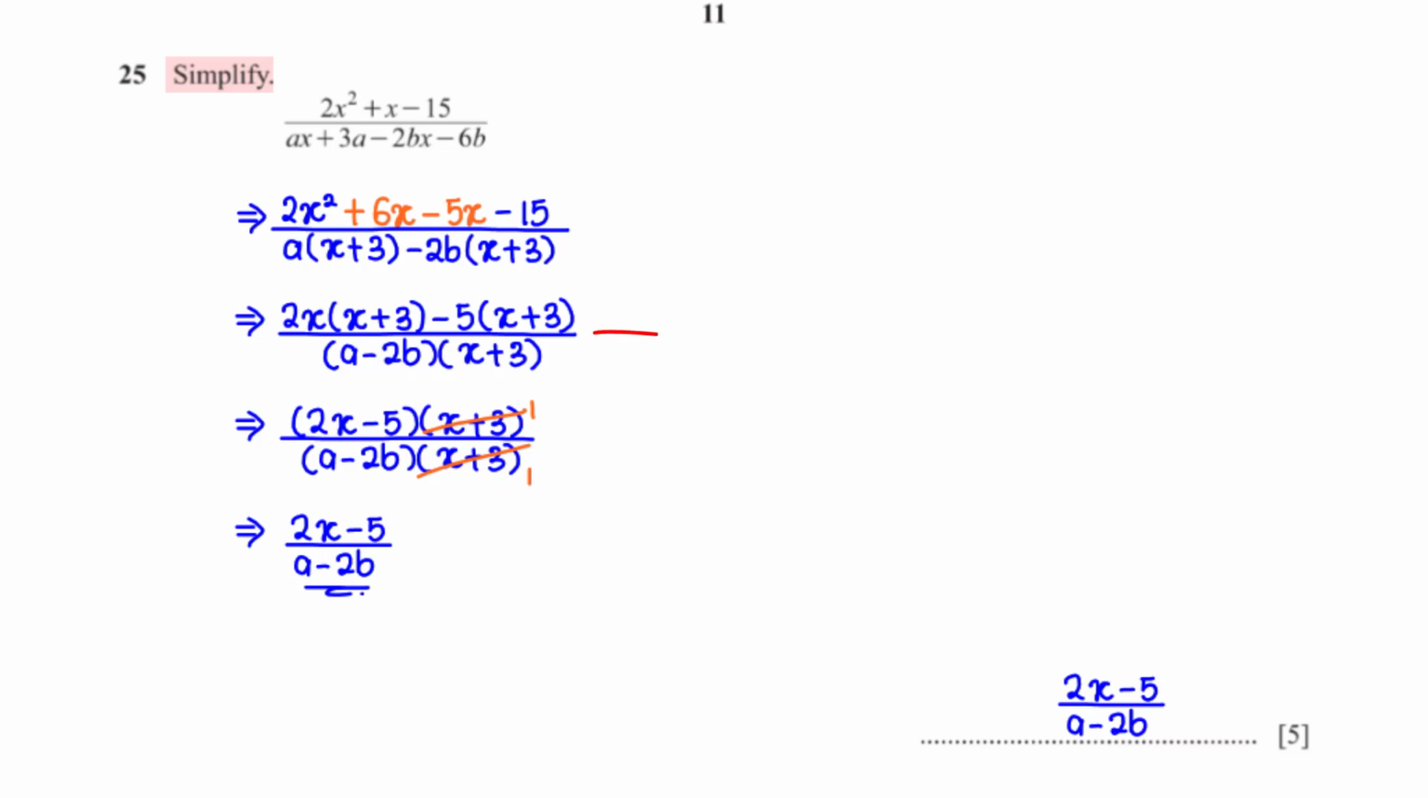In the numerator, the first two terms have 2x in common. When we factor that out, we have x plus 3. The final two terms have negative 5 in common, and when we factor that out, we are left with x plus 3. After the factorization in the denominator, we can rewrite it as a minus 2b times x plus 3. The numerator can also be rewritten as 2x minus 5 times x plus 3. X plus 3 cancels out in the numerator and the denominator. This leaves us with 2x minus 5 divided by a minus 2b.